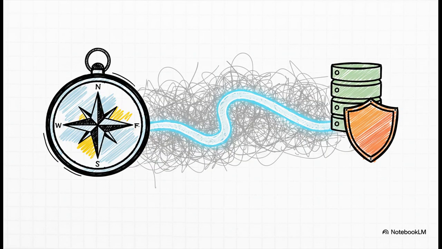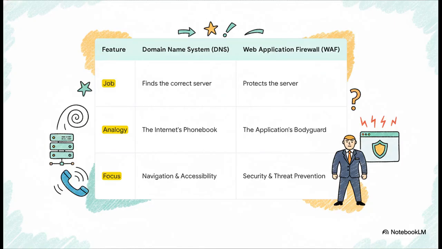So when you put it all together, you see what's happening, right? You've got these two totally different but essential systems working together in perfect harmony. DNS is the navigator. Its whole job is to find the path through this huge digital world. And the WAF? It's the protector, standing guard at the destination to make sure that anyone who arrives on that path is friendly. Let's just break it down side by side to make it super clear.